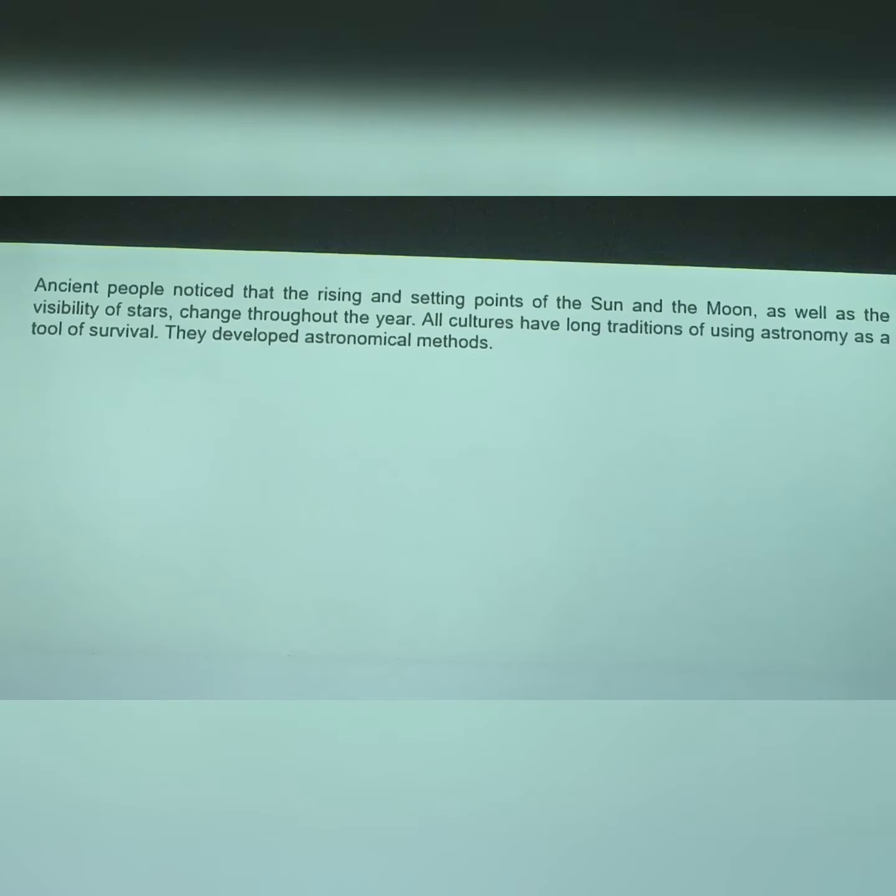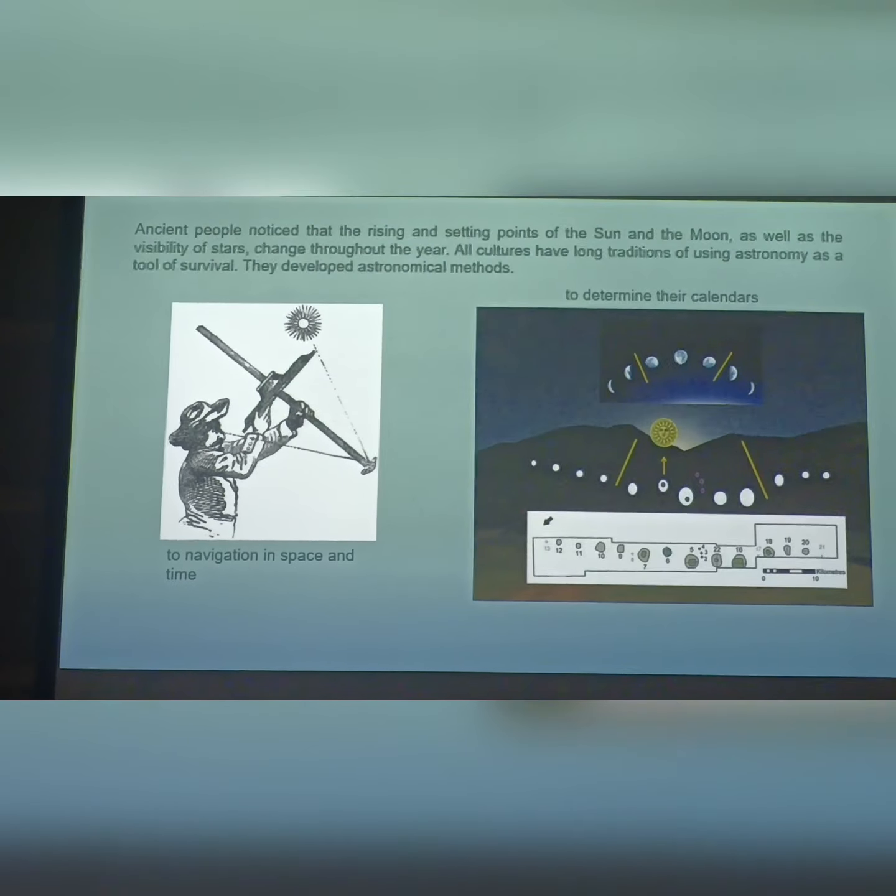Ancient people noticed that the rising and setting points of the sun and the moon and the visibility of the stars changes throughout the years. So all cultures have a long tradition of using astronomy as a tool of survival. For example, they use astronomy to navigate in space and time, to determine their calendars.